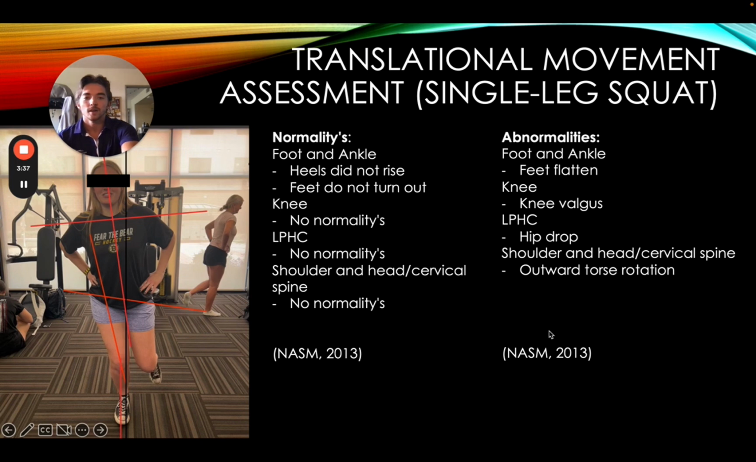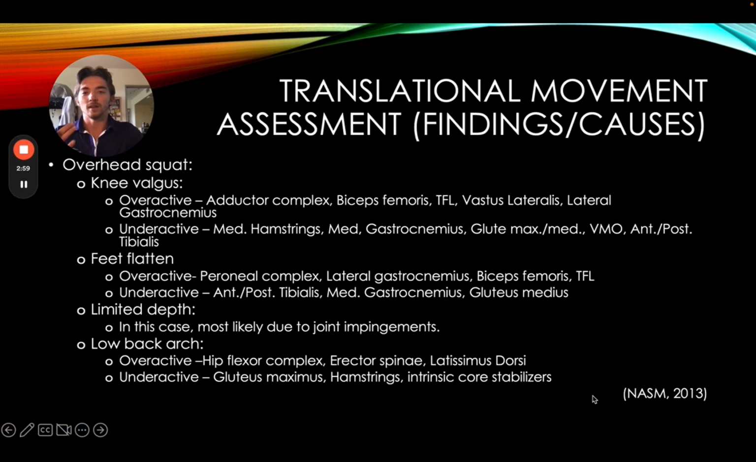Single leg squat is very similar, but also you're able to see any dominance on one side or imbalances of strength from the left to the right side. So super important for the assessment as a future possible practitioner. Very similar outcomes from this: feet flattening, knee valgus, but you'll also see in this the hip drop due to what we will find in the causes in the next slide.